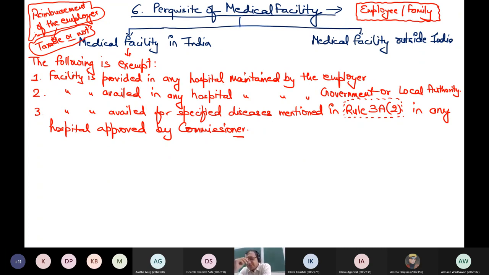TB, AIDS, cancer, mental retardation, chronic diseases which require surgery, orthopedic problem which requires surgery, heart disease, blood diseases which require hospitalization of at least 3 days. So these are some diseases. And suppose any employee has availed the treatment of these diseases, you are not supposed to learn the name of diseases, you must learn this Rule 3A. That language you need to learn, that you must know that there is a Rule 3A. But if for these diseases, the treatment is availed in any hospital which is approved by the commissioner, then the medical facility is 100% tax free.